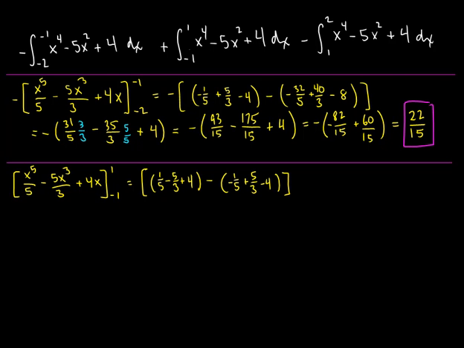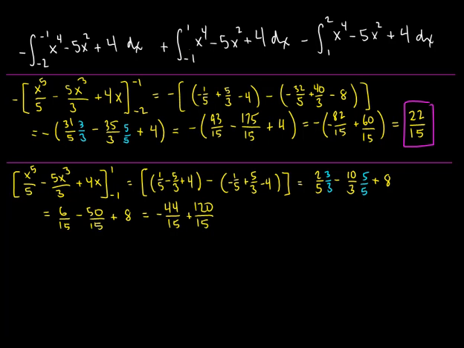And you might be tempted to say that that all just cancels out. If we were adding them, they would cancel out, but we're subtracting, so they won't. But we do end up with 2/5 minus 10/3 plus 8. Finding a common denominator, we end up with 6/15 minus 50/15 plus 8, so that's a -44/15 plus 120/15, and that leaves us with 76/15 for the middle integral.